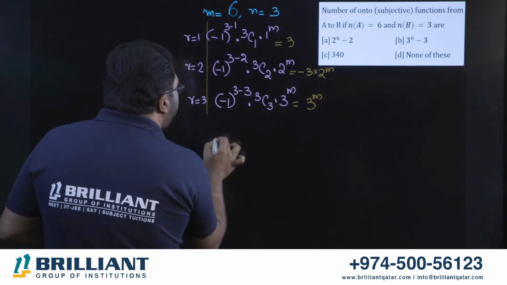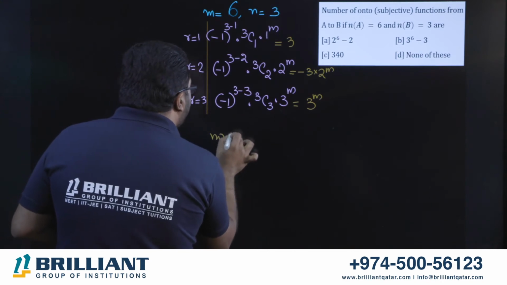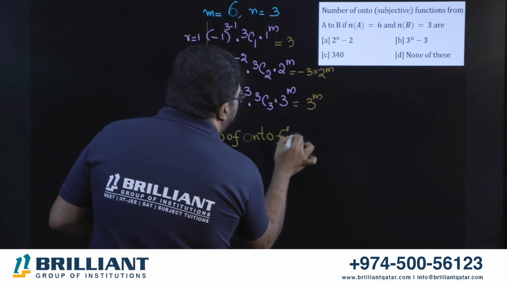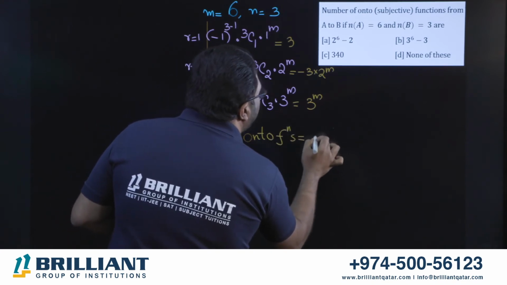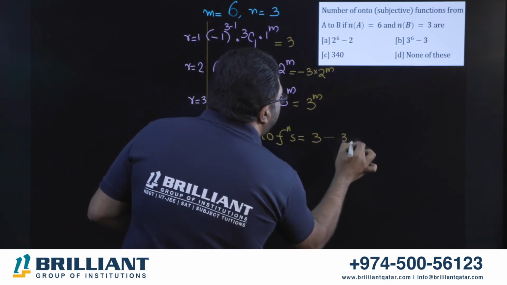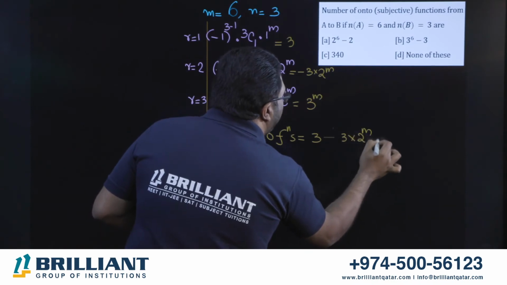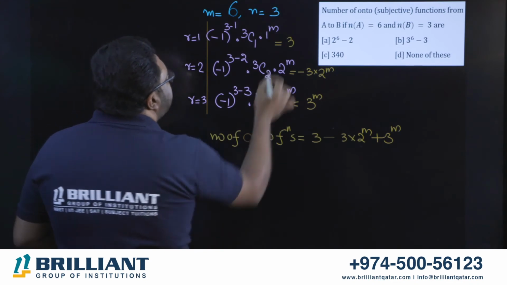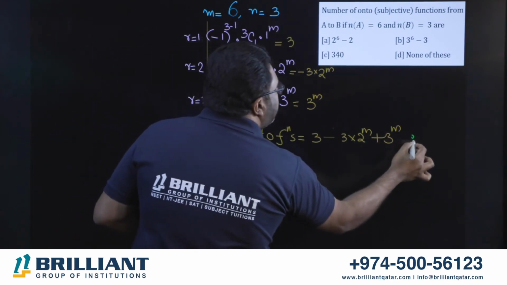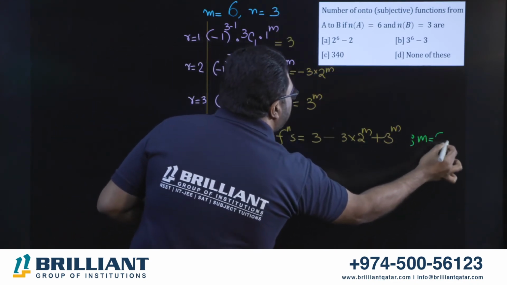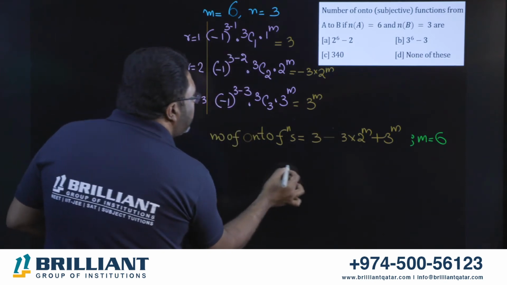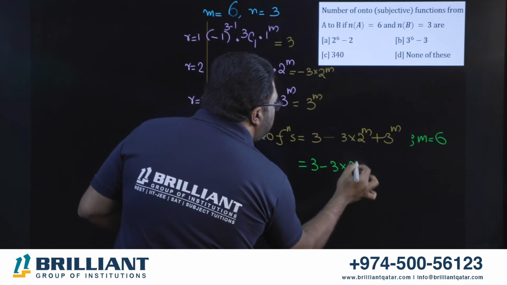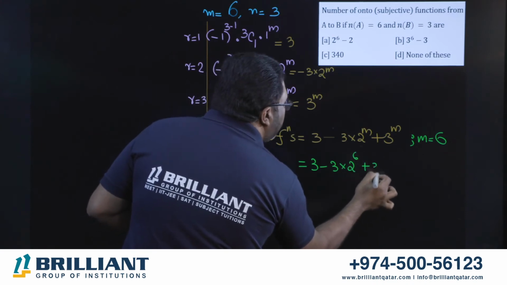So the sum is going to be, therefore, the number of onto functions equal to 3 minus 3 into 2 raised to m plus 3 raised to m. And my m is 6, all of you. Learn it: m is the number of elements in the first set, that is given to be 6. So substituted, that is equal to 3 minus 3 into 2 raised to 6 plus 3 raised to 6.